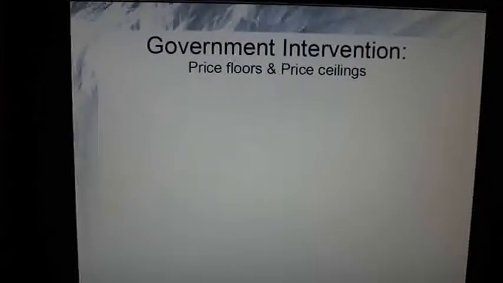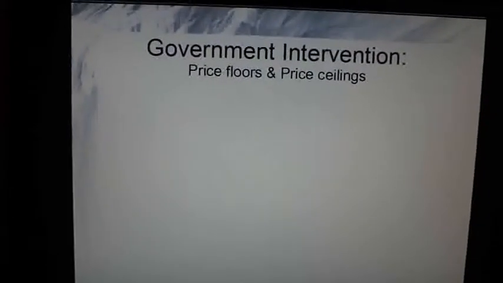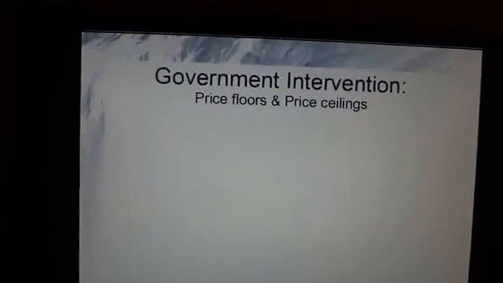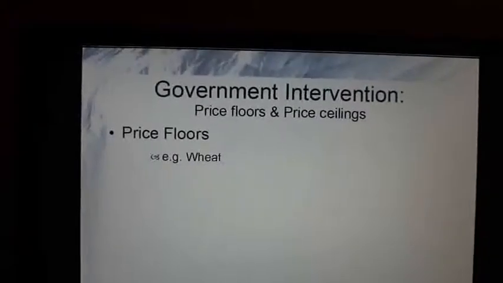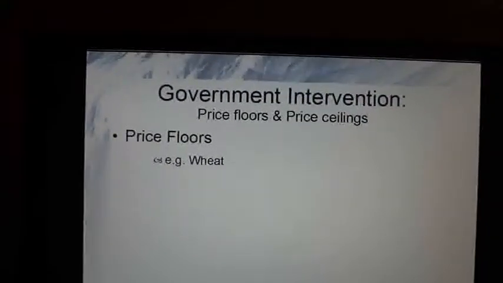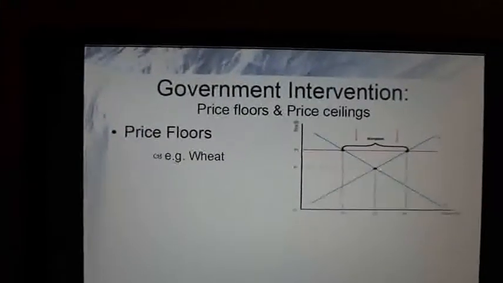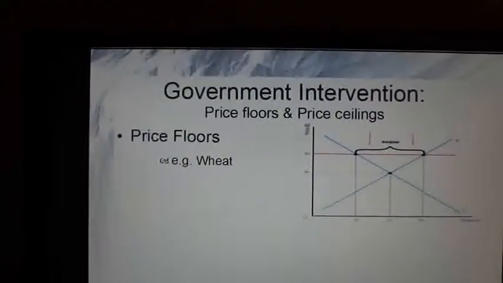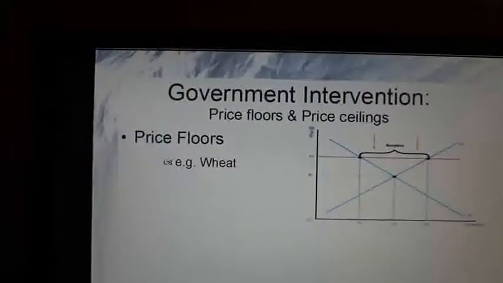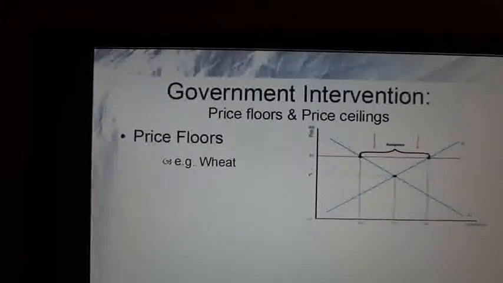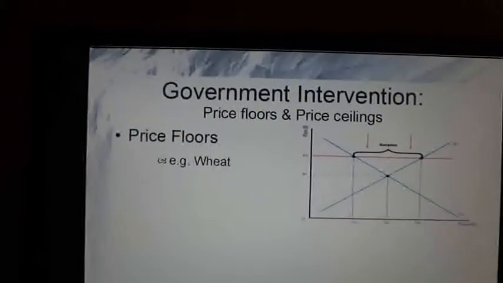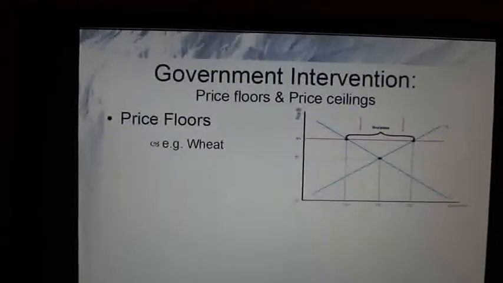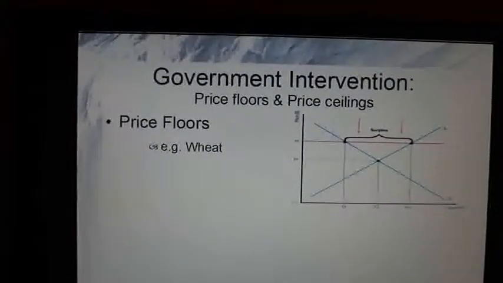Now we're going to talk about government intervention in the market. The government has a way to sort of control the pricing on the market. We call these price floors and price ceilings. Price floors, for example, we use wheat. The government sets the lowest price for wheat to be a certain amount above the market equilibrium. By doing this, the price is set too high and more is supplied and less is demanded, creating what we call a surplus. The price floors are beneficial to producers because all the consumer surplus is transferred to producer surplus, but economically there is deadweight loss.